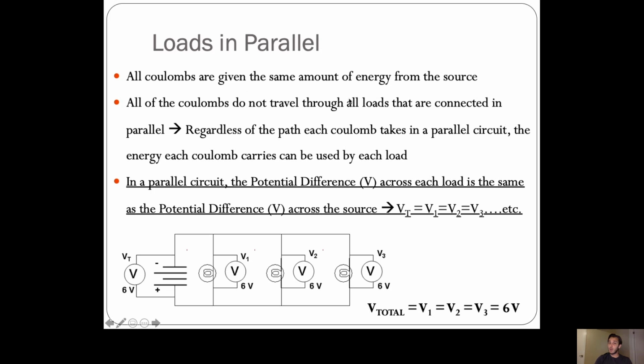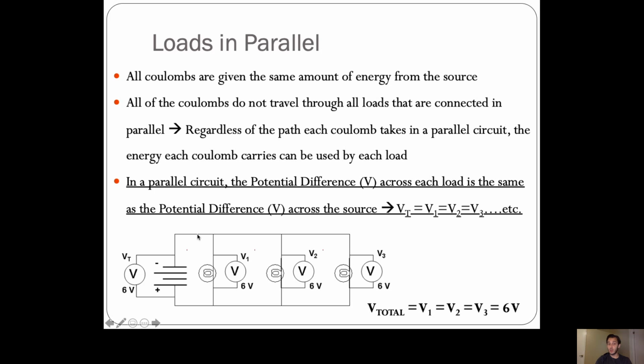All coulombs are given the same amount of energy from the source, okay? All of the coulombs do not travel through loads that are connected in parallel. Regardless of the path each coulomb takes in a parallel circuit, the energy each coulomb carries can be used by each load. So that means that when we're in parallel, the voltage drop in each branch on each load is equal to the total voltage drop, okay? So the potential difference is equal among each branch. That wasn't the case with current, but it is the case with potential difference, okay?